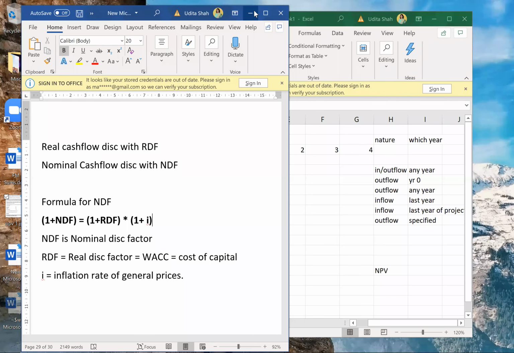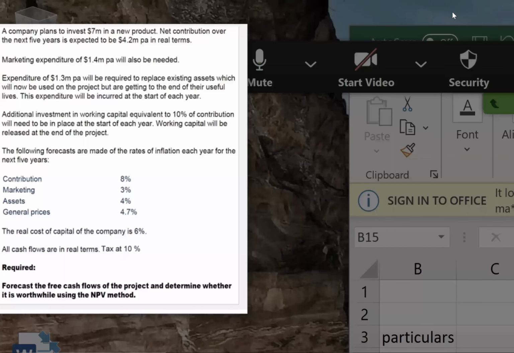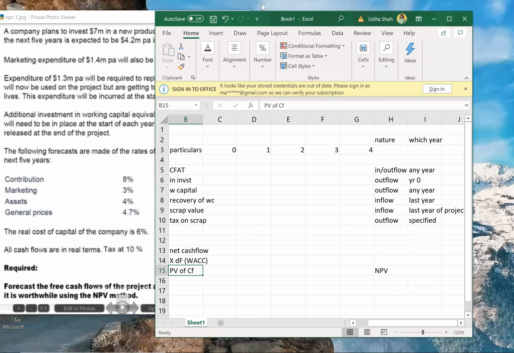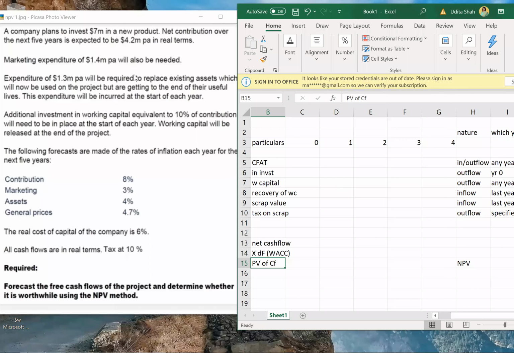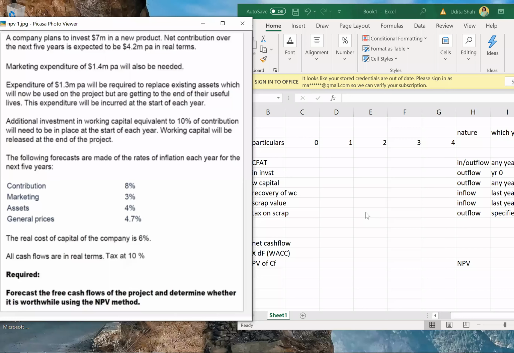I think you have written this, so do this sum now: NPV with inflation. Let us see this sum. Any doubt till here? If you have any doubt, put it in the chat or in your WhatsApp group, or unmute yourself and ask. No problem. Let us solve this problem together.